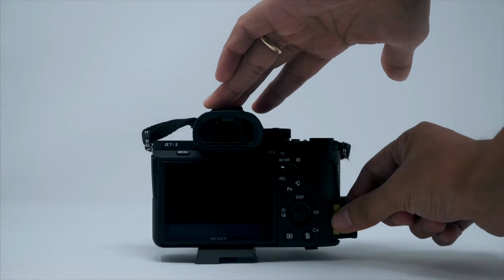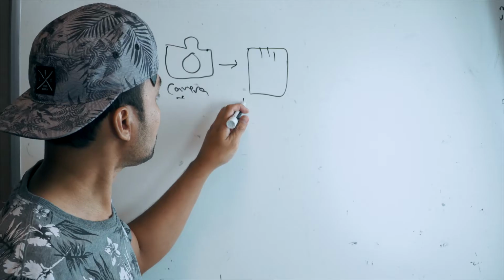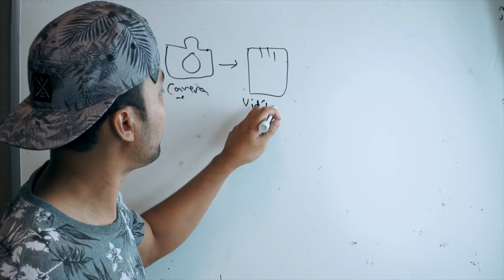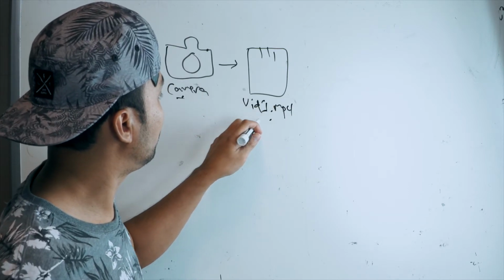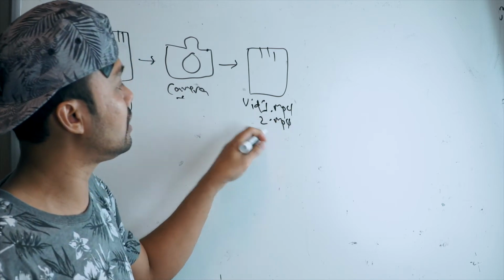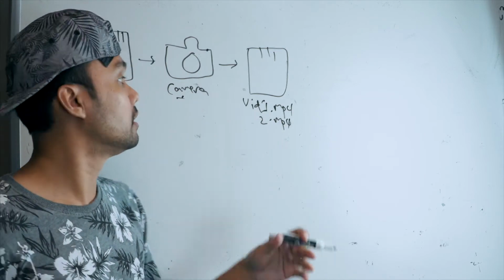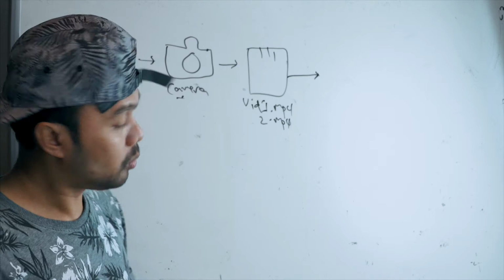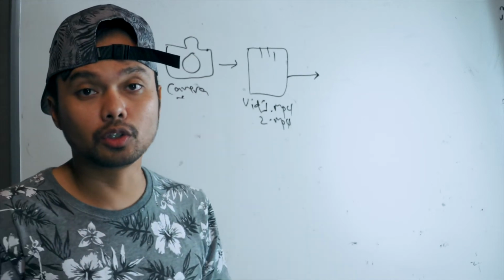The files that you're going to get are numbered, right? So video1.mp4, video2.mp4. So these are the files that you just created, right? So now, once you have all these files, you're done recording.